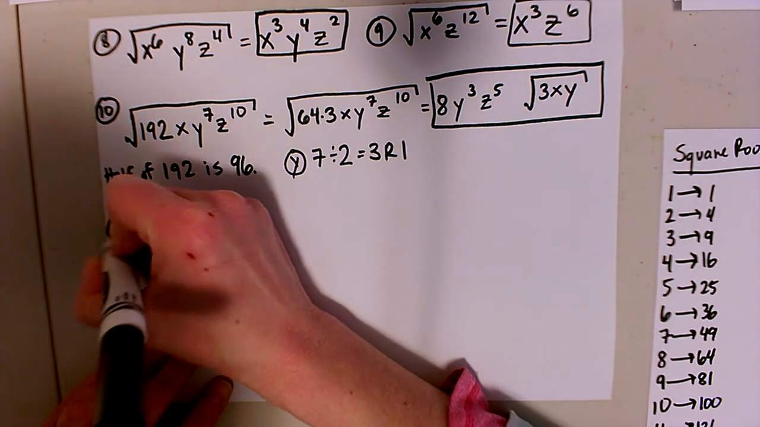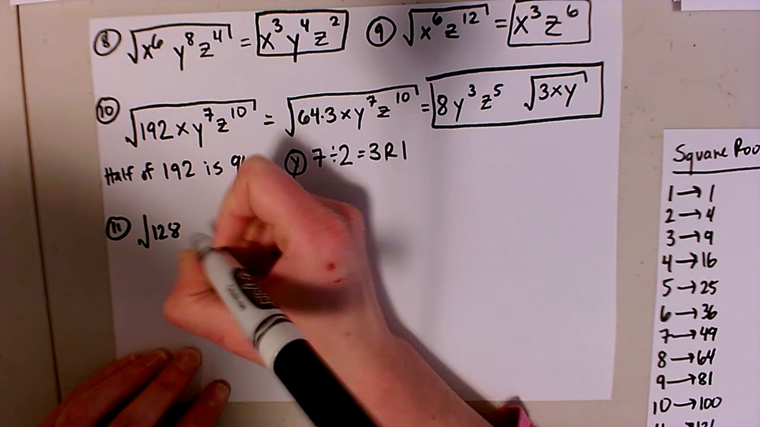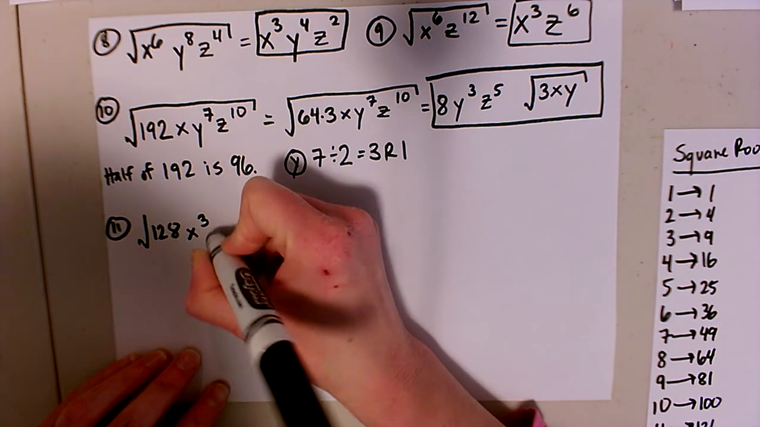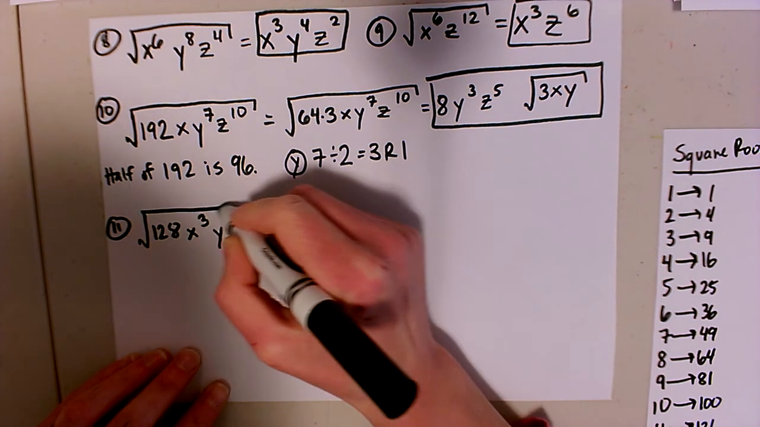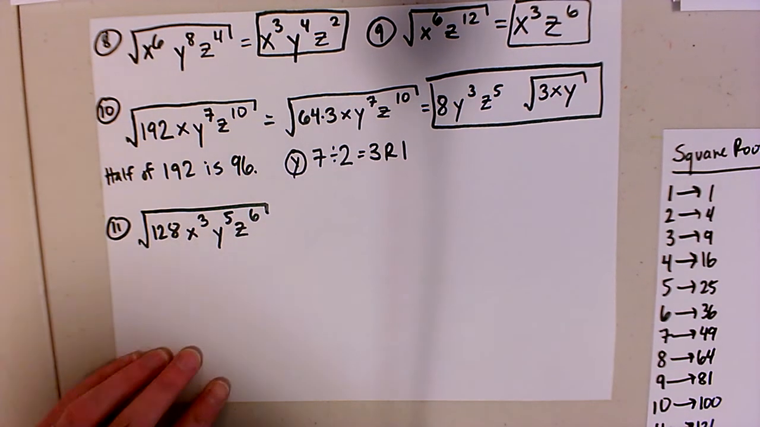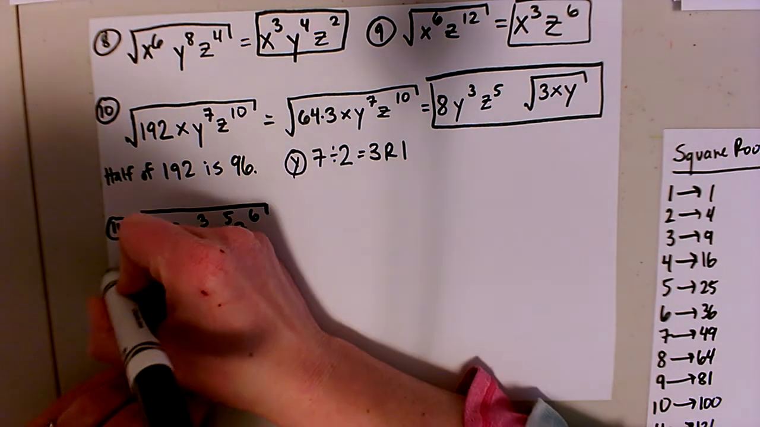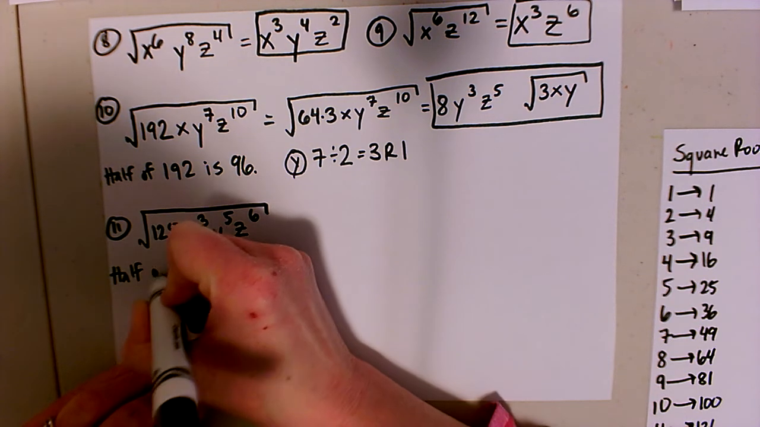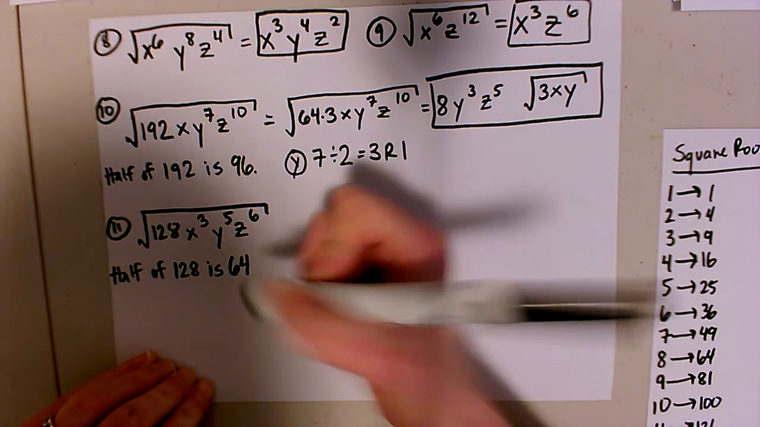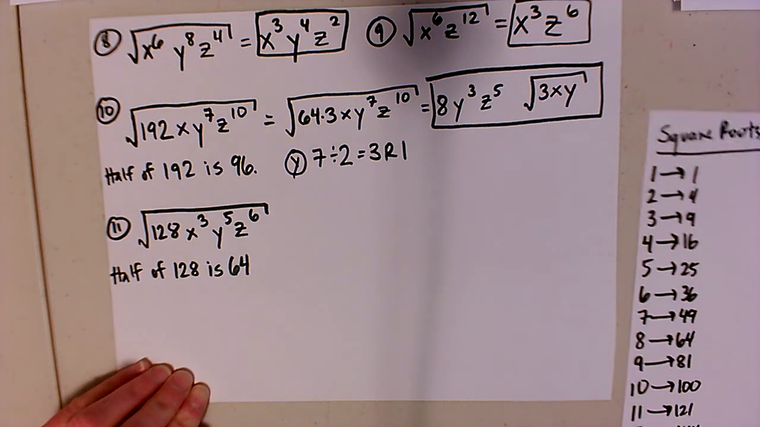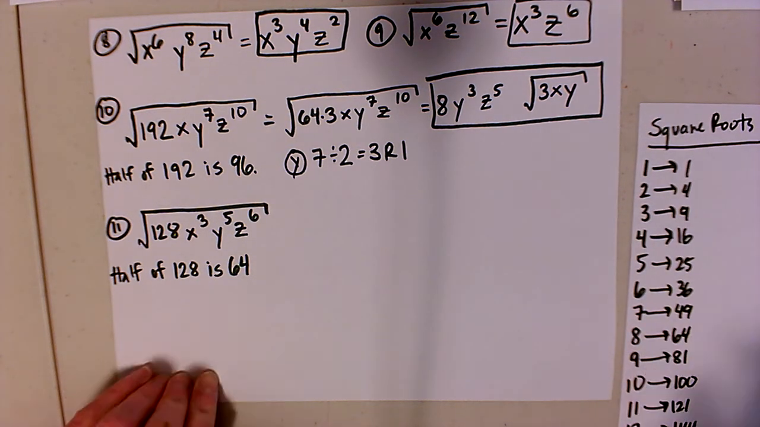For number 11, I have the square root of 128 x cubed, y to the 5th, z to the 6th. Okay, so for 128, well, we want to figure out what half of that is. So half of 128 is 64, okay? And that's nice because 64, if we look at our list of perfect squares, 64 is a perfect square.